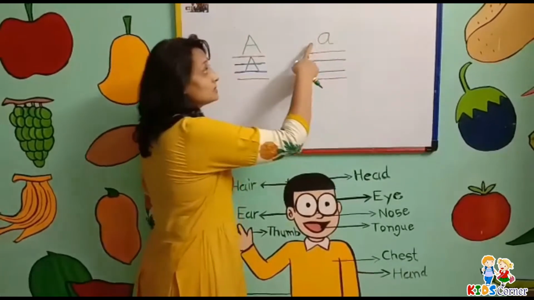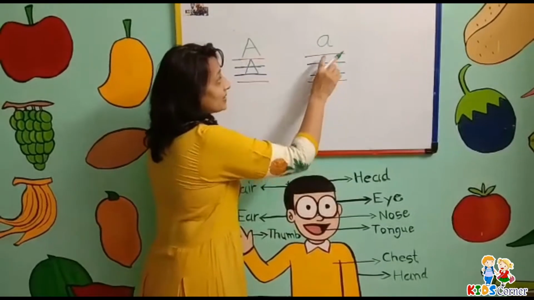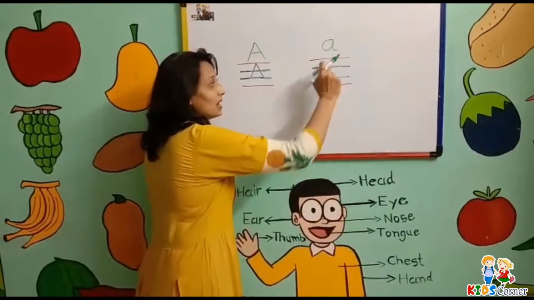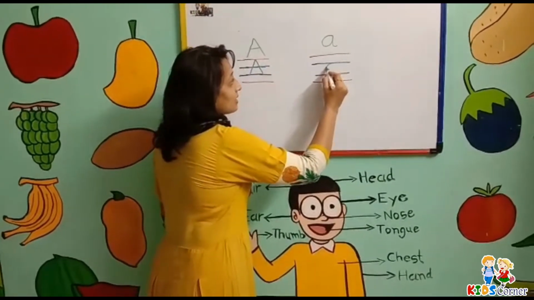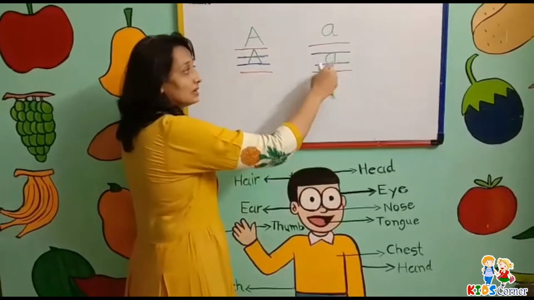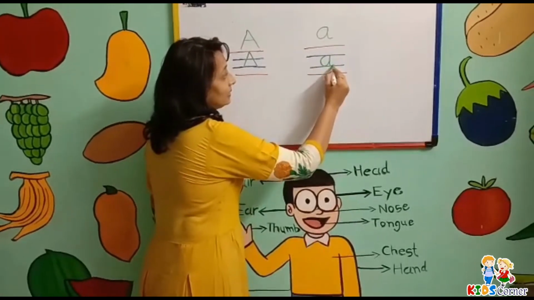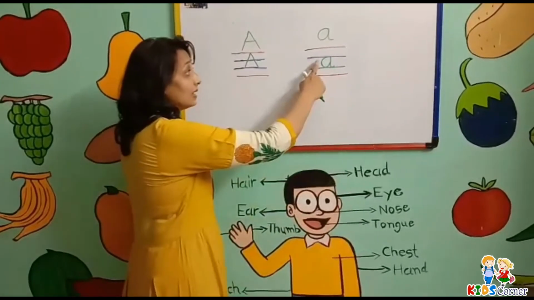This is small a. So how will we write small a? We'll write small a in these two blue lines. A curve, standing line and a small curve makes A.